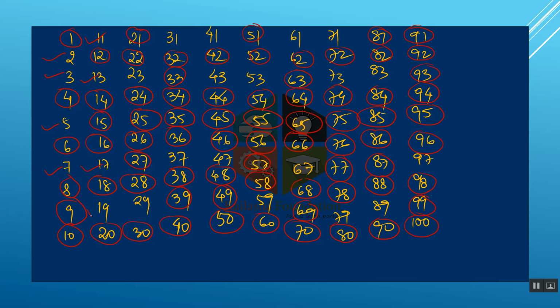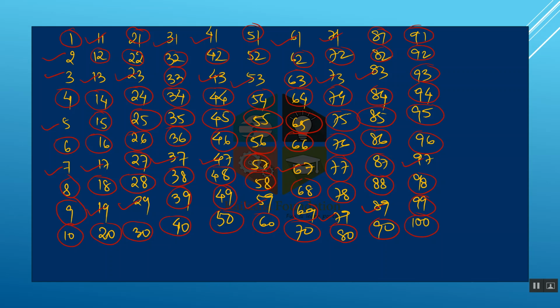Now 17 is a prime number, 19 is prime, 23 is prime, 29 is prime, 31 is prime, 37 is prime, 41, 43 are primes, 47 is prime, 53 is prime, 59 is prime, 61 is prime, 67 is also prime, 71 is prime, 73 is prime, 79 is prime, 83 is prime, 89 is prime, 97 is prime.